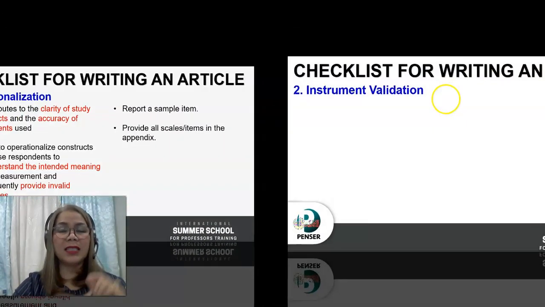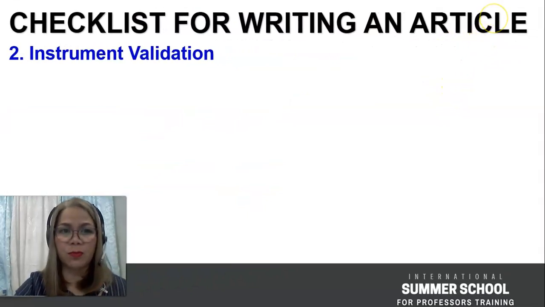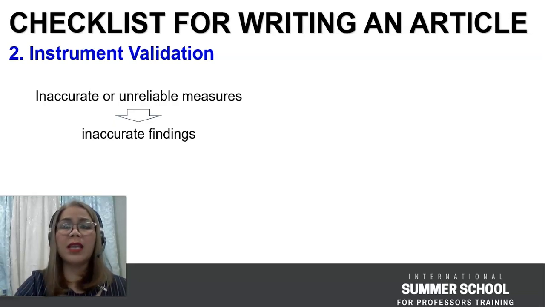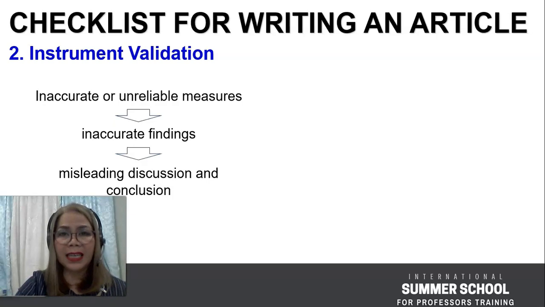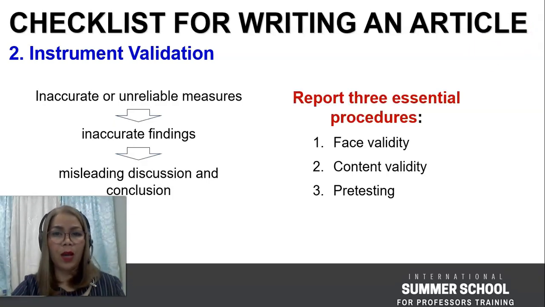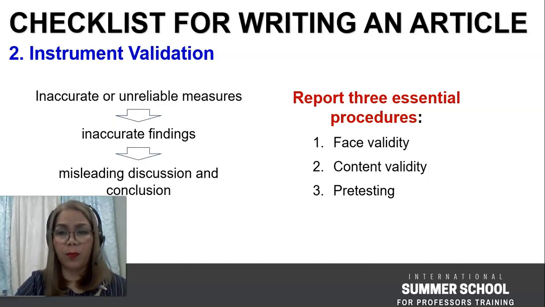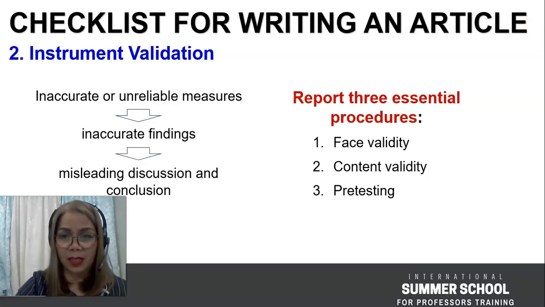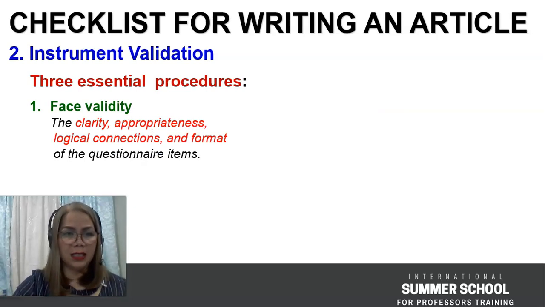The second one is the validation of our research instrument. According to scholars, if the research instrument is inaccurate or unreliable, then it will lead to inaccurate findings, and subsequently, to a misleading discussion and conclusion. So, what are we going to do? According to scholars, we need to report three essential procedures: the face validity, content validity, and the pre-testing results. Now, what is face validity?